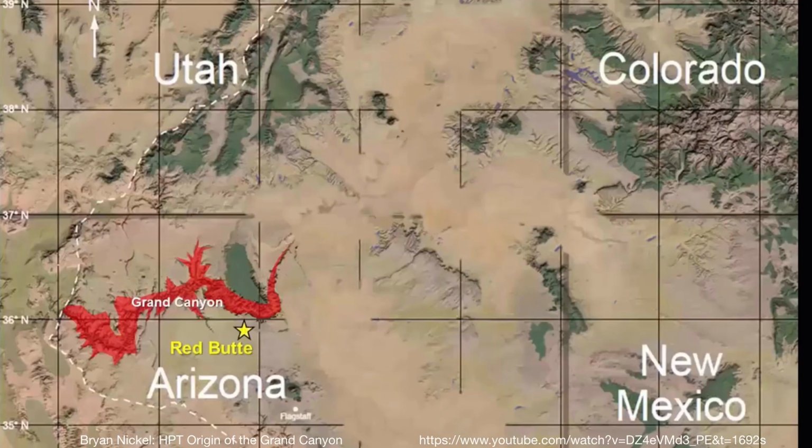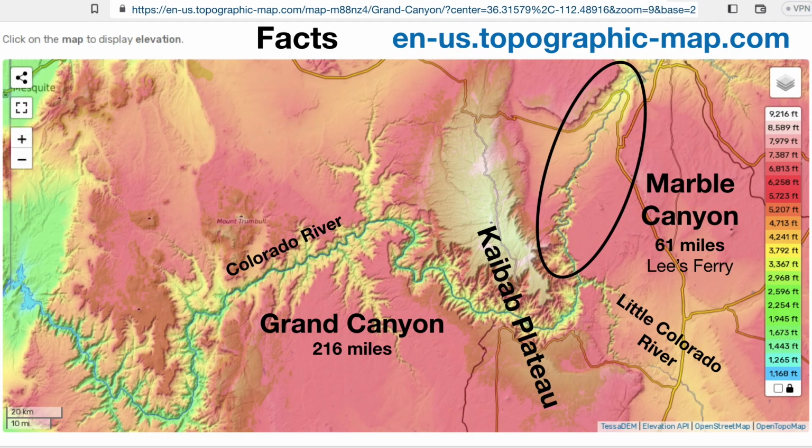Okay, so now here's some more facts about the Grand Canyon. It's in northwestern Arizona, and this is fascinating. I love this map here. Wherever you click, you can get the elevation. In that circle, that's Marble Canyon. That's 61 miles long. It goes from Lee's Ferry down to the Little Colorado River. And that's way different than the Grand Canyon. If you look at that too, there's hardly any side canyons on that one, and Grand Canyon's full of side canyons. So something's different. It's flowing south, and then all of a sudden it flows west.